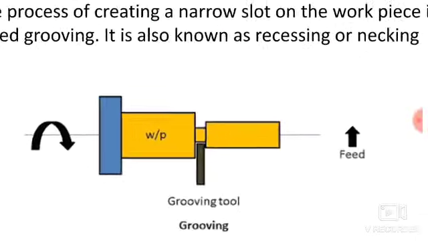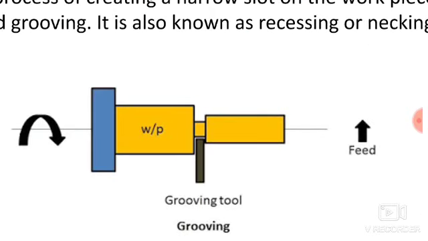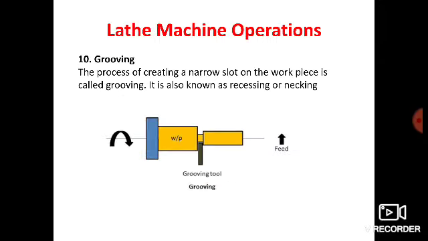So here you can see a neck is formed. You do not have to break it completely, just create a narrow slot. Here you can place the O-rings or say gasket. For this purpose grooving operation is done. So here we are feeding the grooving tool perpendicular to the axis of the lathe machine. So this is grooving operation.